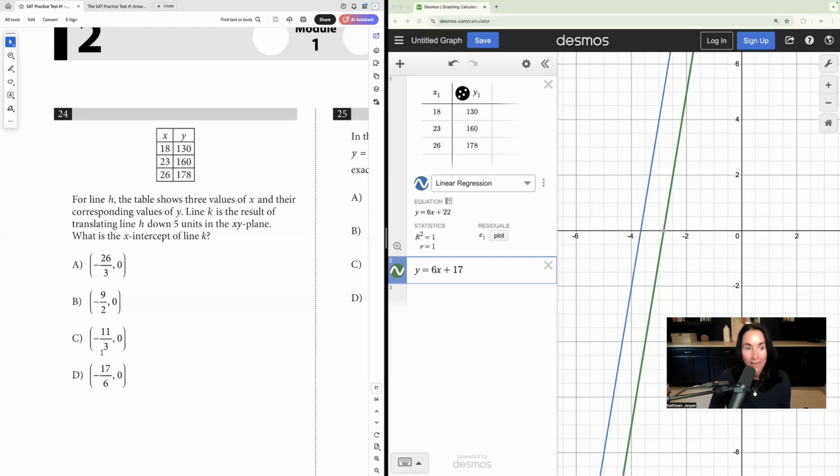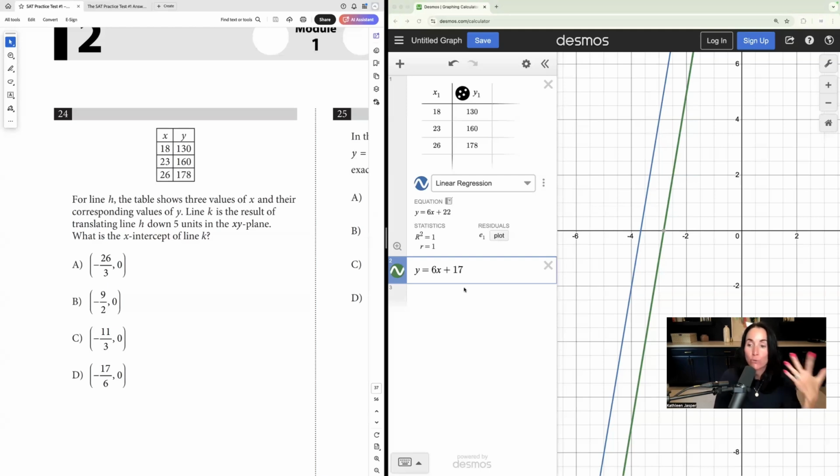11 divided by 3, that's 3 point something something, right? Let's see, 17 divided by 6. Well, 17 divided by 6 is 2.8333. And we have that negative sign there, so it's negative 2.8333. So the answer is D. And notice, if you did this by hand, it would take you forever.